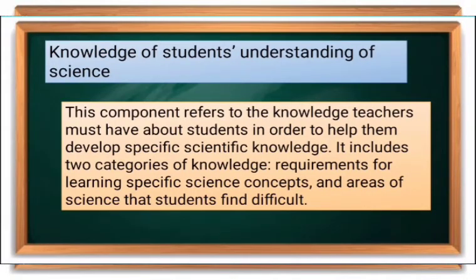Another component of pedagogical content knowledge is the knowledge of students' understanding of science. This component refers to the knowledge teachers must have about students in order to help them develop specific scientific knowledge. It includes two categories of knowledge. First is the requirements for learning specific science concepts, and the other is areas of science that students find difficult.